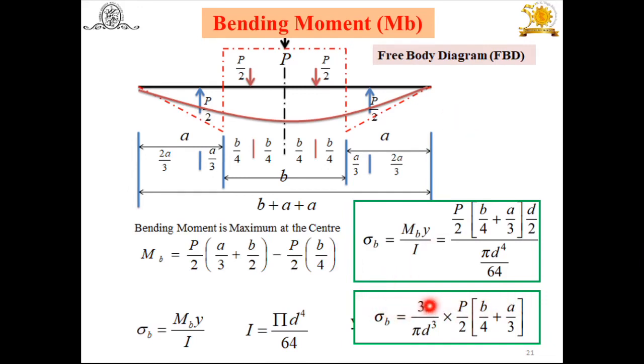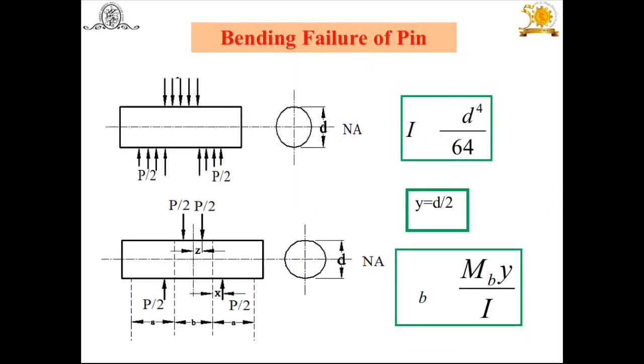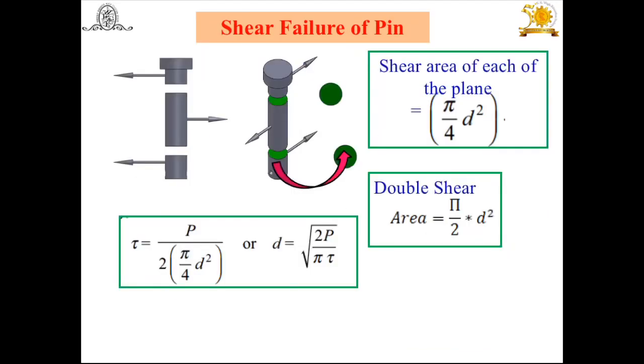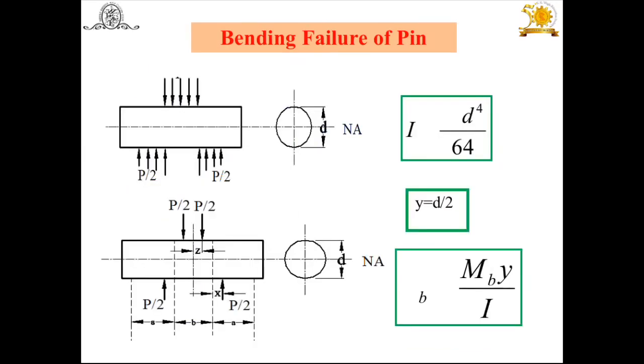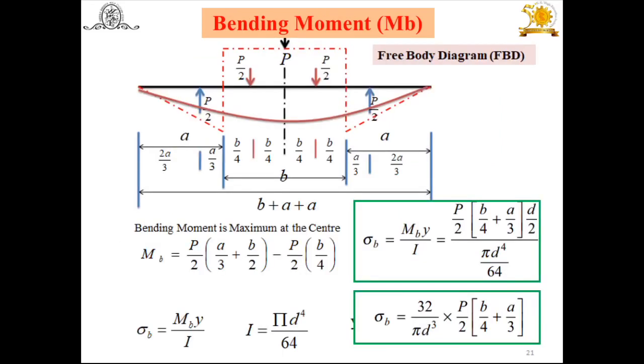By using this expression also, you can easily put b and a using empirical relations and find out the small d. That means by considering the bending failure and the shear failure, find the small d, or diameter of the pin. After that, check whichever is the larger diameter of the pin, that you can consider in your design.